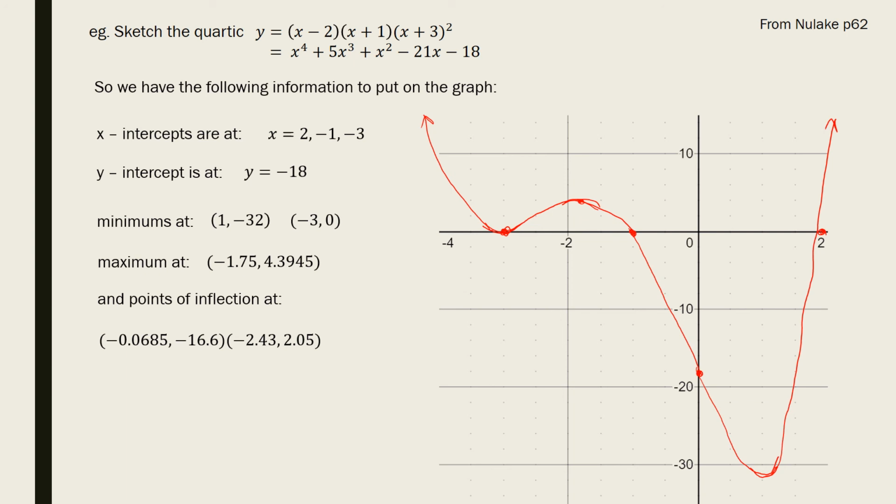Now your points of inflection are at negative 0.0685, so it's at this point here, it changes from concave down to concave up, and at negative 2.43, so at this point here, changes from concave up to concave down.